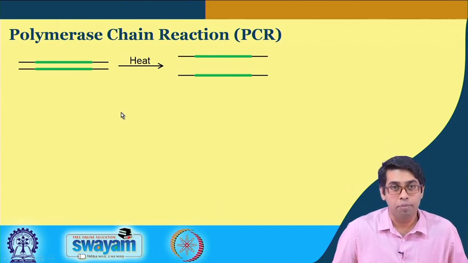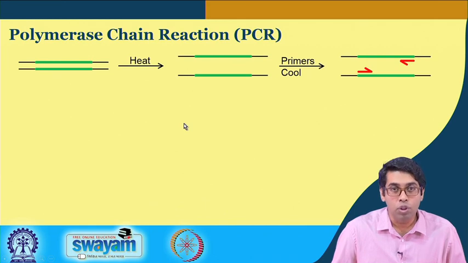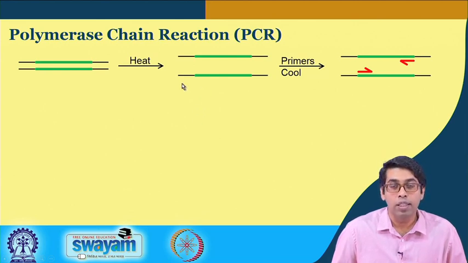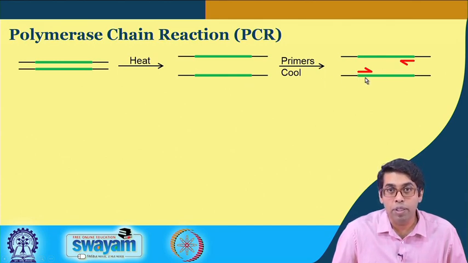So, we want to amplify only this part and not the remaining. The first step, after you have mixed everything, is to heat it up to 95 degrees centigrade. That denatures the DNA, which means that it breaks all the hydrogen bonds which are present here. So, now these two strands are separated out, and then we cool it down to a much lower temperature, let us say around 55 degrees centigrade, and in the reaction mixture we have added primers which are small DNA sequences that are complementary to this part and this part.